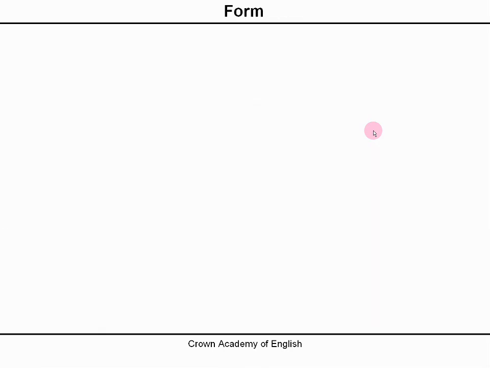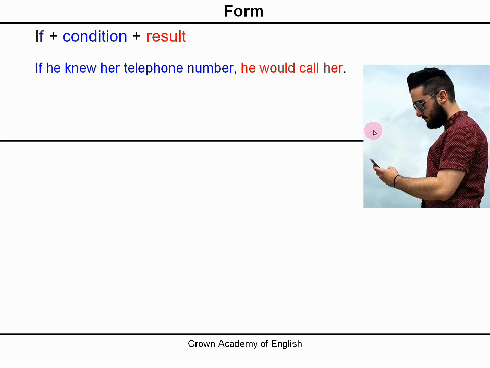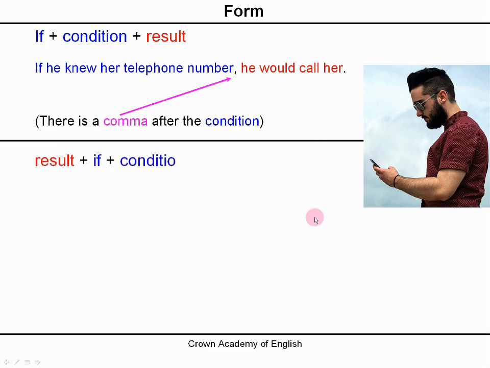Let's look at the form. So it is if plus condition plus the result. If he knew her telephone number, he would call her. So this is the condition and this is the result. And when we write it, there is always a comma after the condition and before the result. Okay, that's very important.